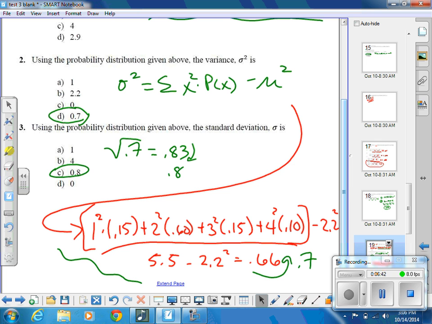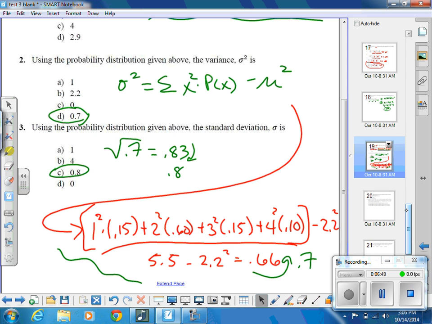Do make sure you know how to do this. I mean, it's not hard work. Any kind of calculator would do this for you. Pretty simple. But you have to know when to use the formula for what type of problem. That's what stats is all about.